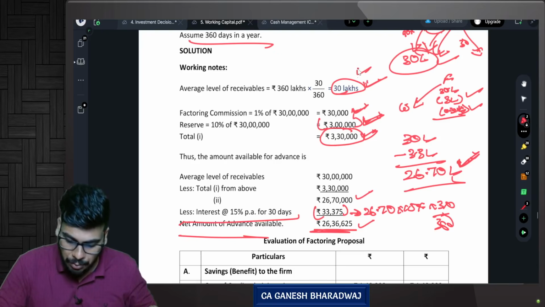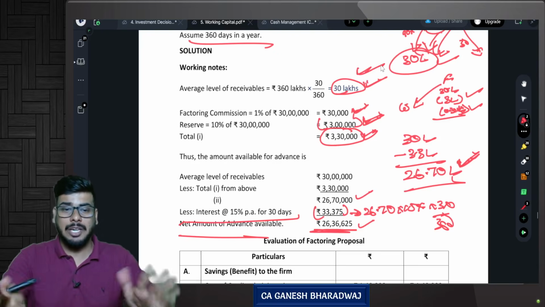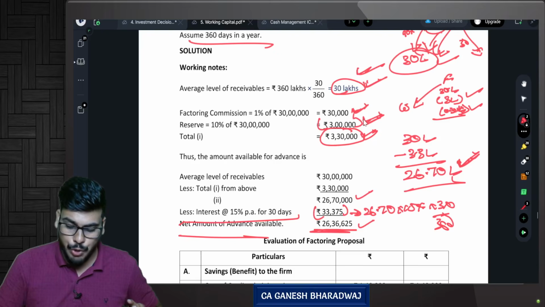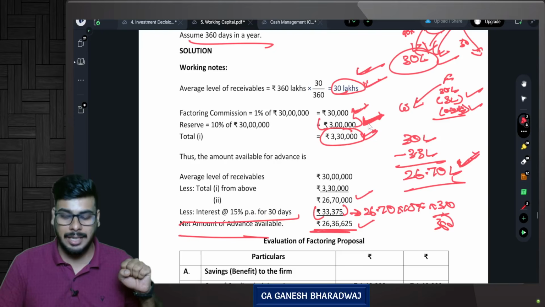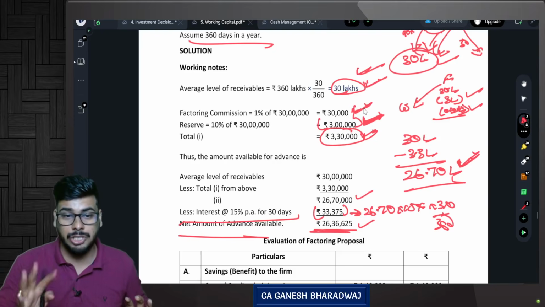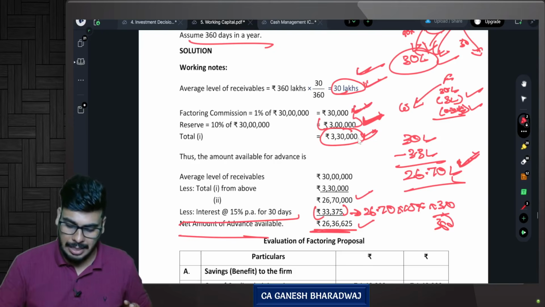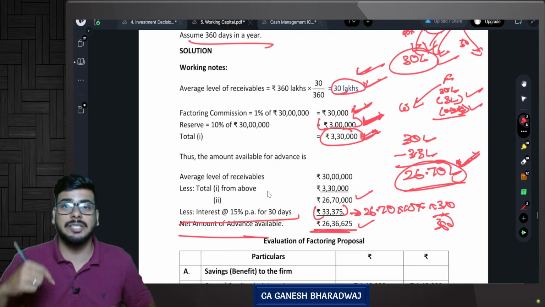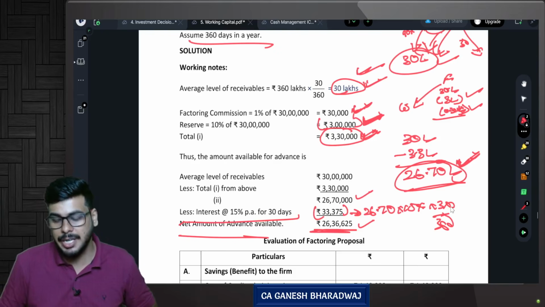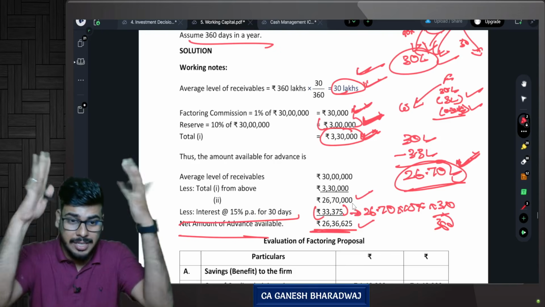So basically we found the debtor's value. This entire value will the factor give today? No. For cushion purpose, for safety purpose, he will withhold 10%, that is 3 lakh. Then he is charging a commission, that also he will withhold at the time of payment itself. So 3,30,000. So the net amount he is ready to release or fund is 26.7 lakhs. On this, 15% per annum for 30 days, he will compute the interest. That also he is deducting upfront.